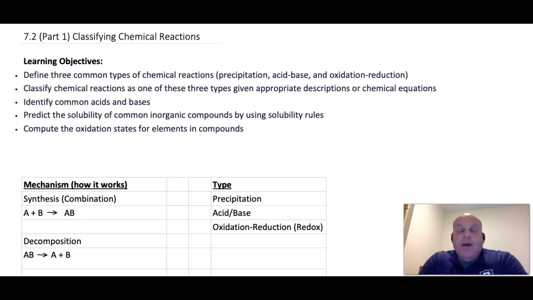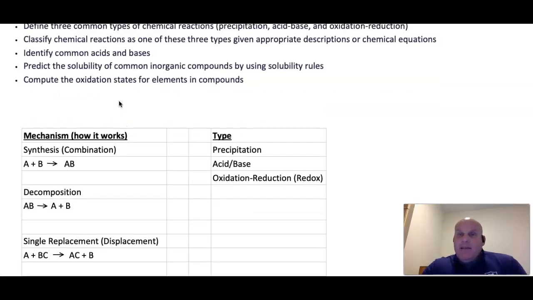In the second part of this section 2 video, I'm going to focus in on oxidation reduction reactions and that last learning outcome. Go ahead and stop the video now and write down these learning objectives in your notes, and then we'll get started.